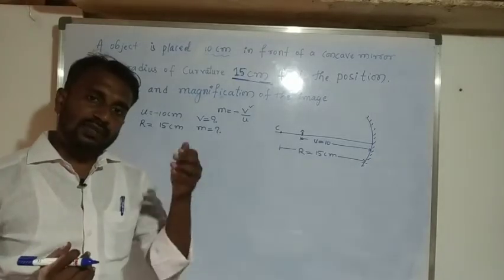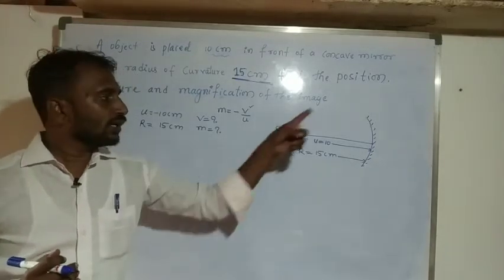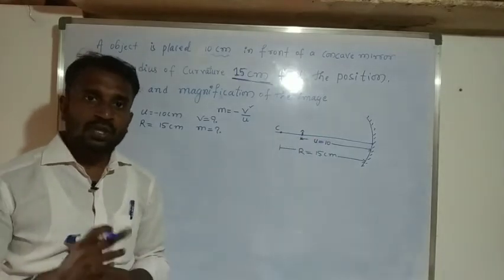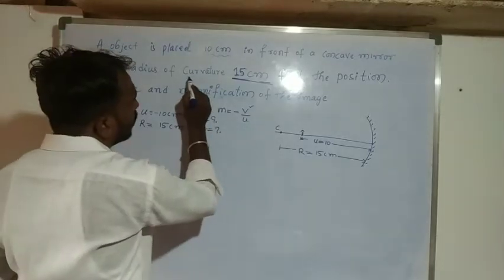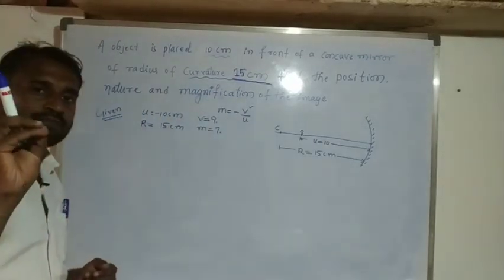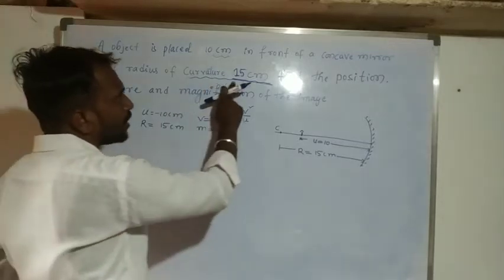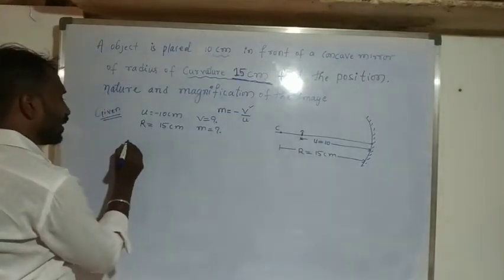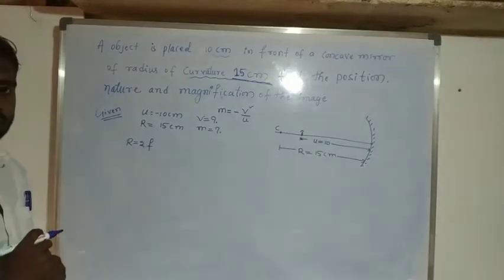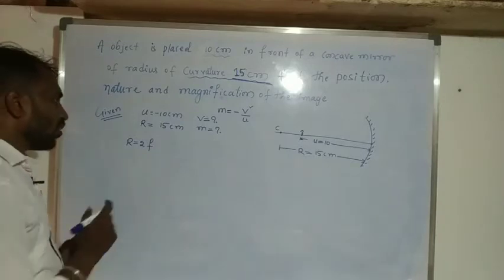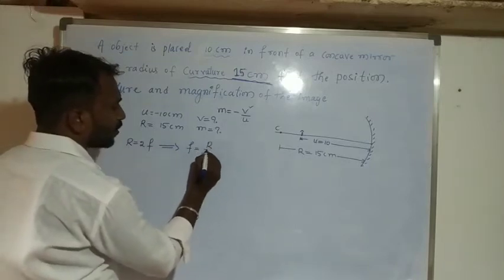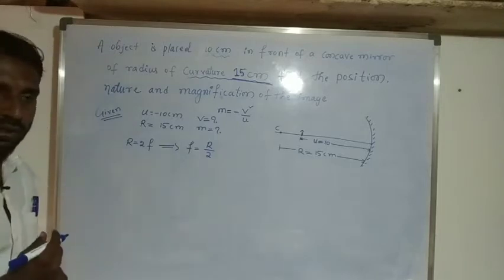1 by f means 1 by focal length. It means we need the focal length of this concave mirror. How to find the focal length of a concave mirror? Here the radius of curvature is 15 centimeter, and this is a hint. You already know that the radius of curvature is nothing but 2 times the focal length. So focal length f is equal to r divided by 2.